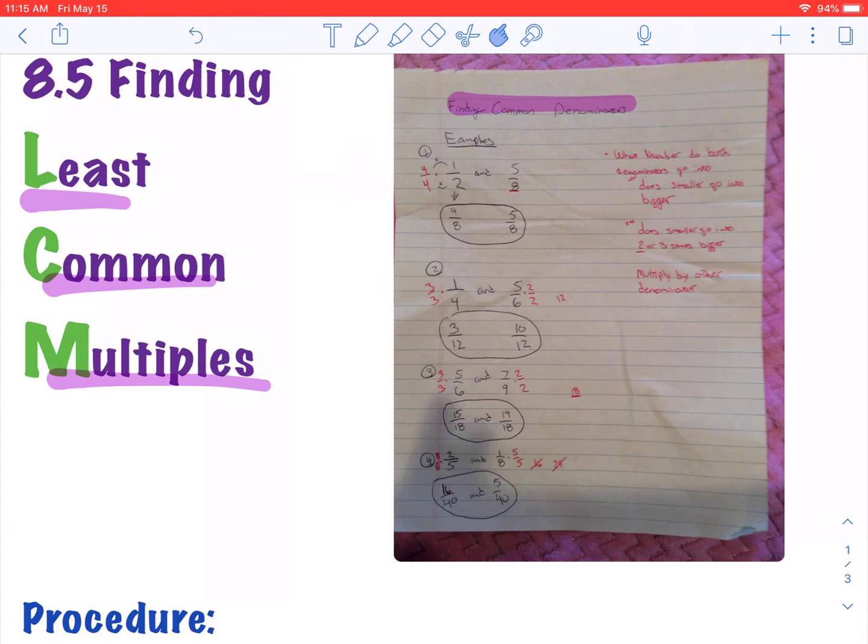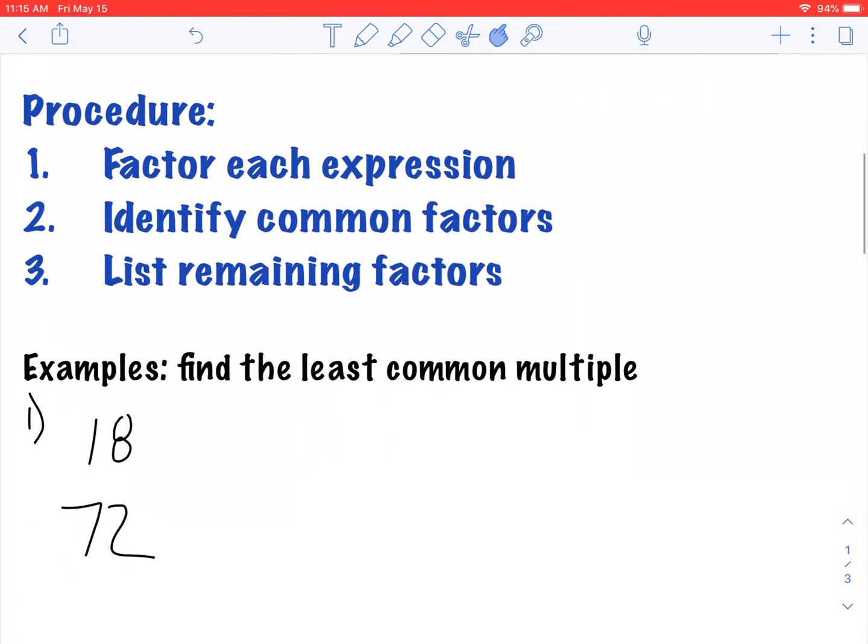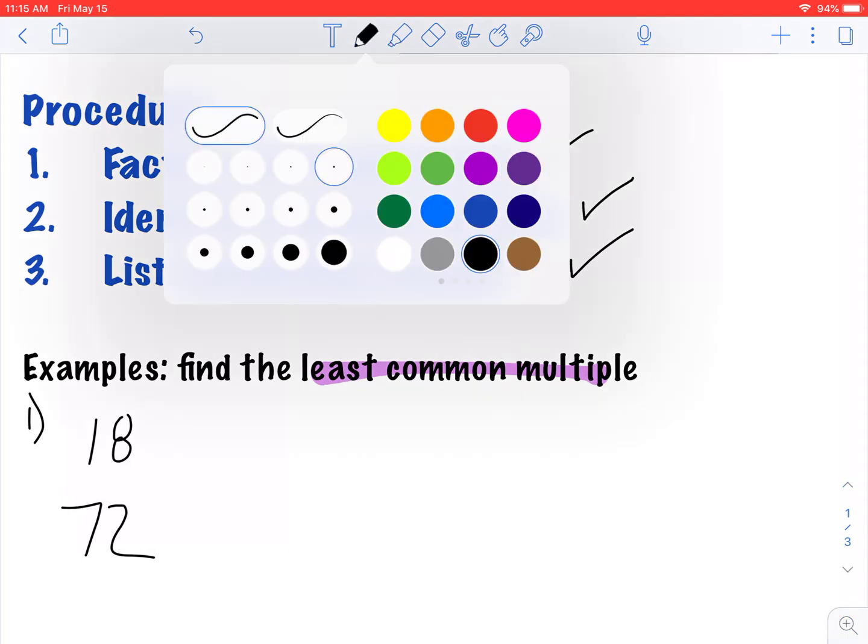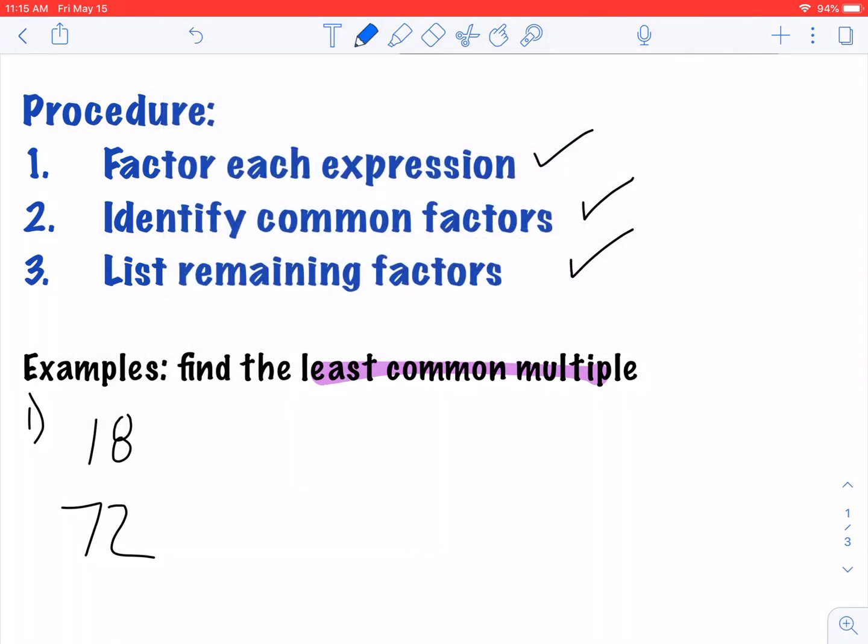So let's go ahead and take a look at what our procedure is going to be. Our procedure is going to be to first factor each expression, and then identify what are the common factors and what are the remaining factors, and we'll use all that information to come up with our LCM. Now, one other thing is realize that when we're calculating a least common multiple, the least common multiple is either as large as or equal to the largest number or bigger than both numbers that you're using. We'll take a look at that here in our first example.